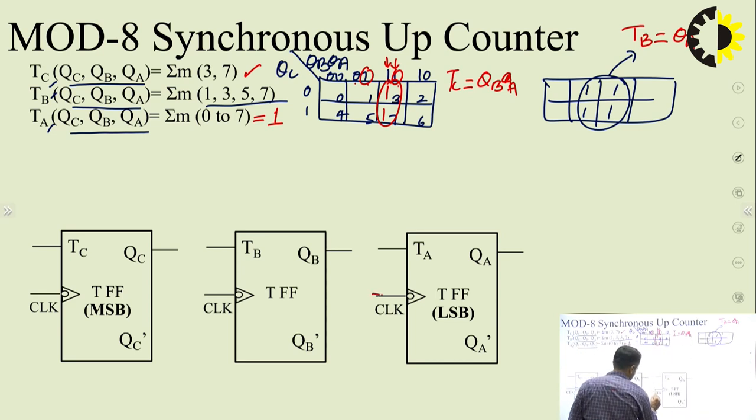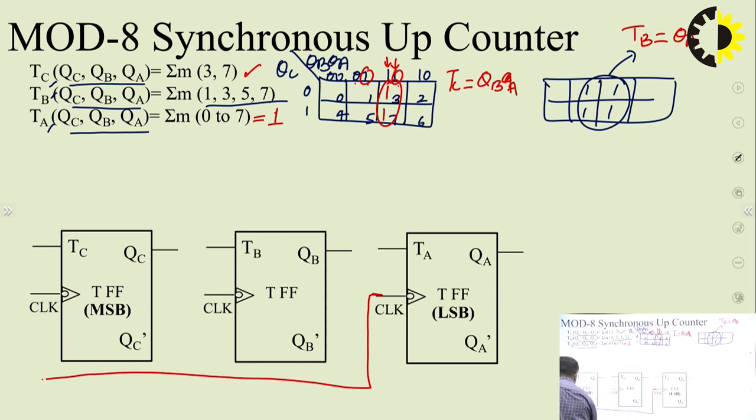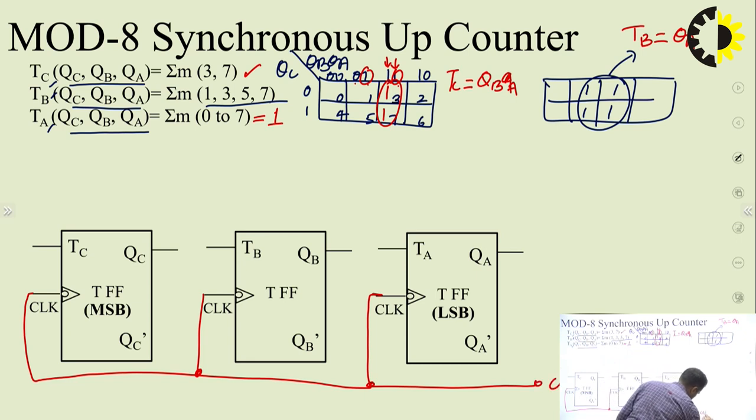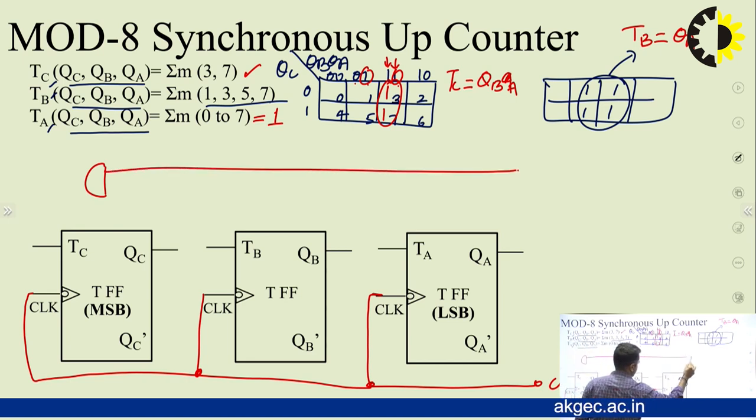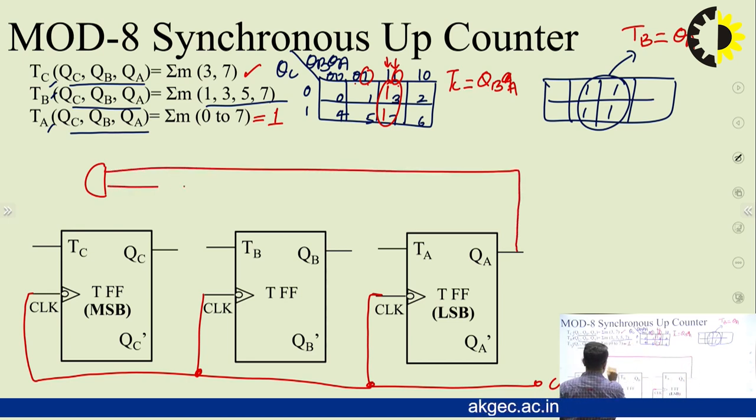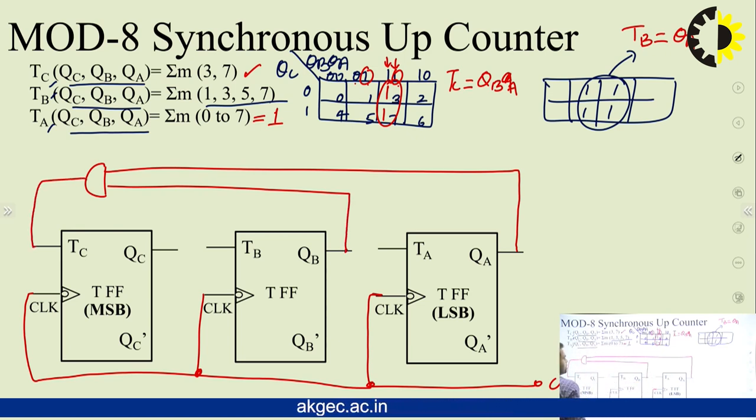The first connection, which signifies that this is a synchronous counter, is the presence of a common clock. Common clock means all flip-flops are connected to a common clock. This is the first connection. Then TC is equal to QB QA, so there will be an AND gate with one input as QA and another input as QB, and the output of this will be connected to TC.